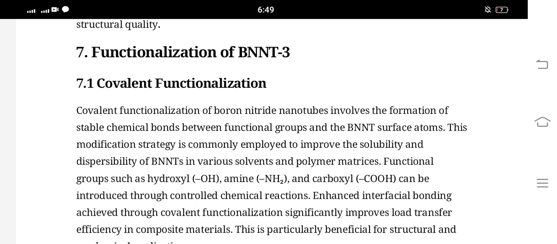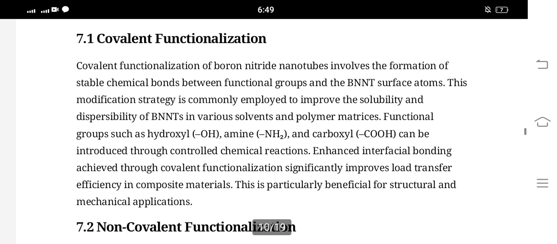interaction with other materials. Through functionalization, boron nitride nanotubes can be transformed from inert nanostructures into highly active and application-specific nanomaterials, particularly in composite, catalyst, and environmental remediation. The first functionalization is covalent functionalization.